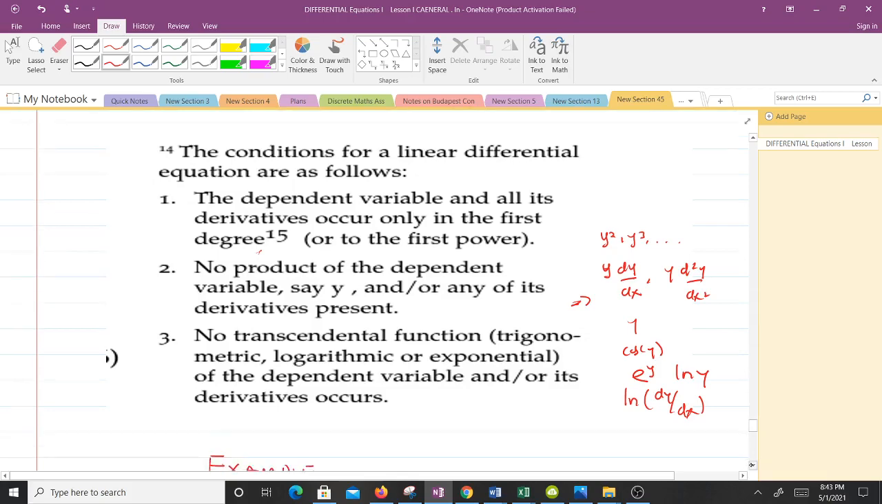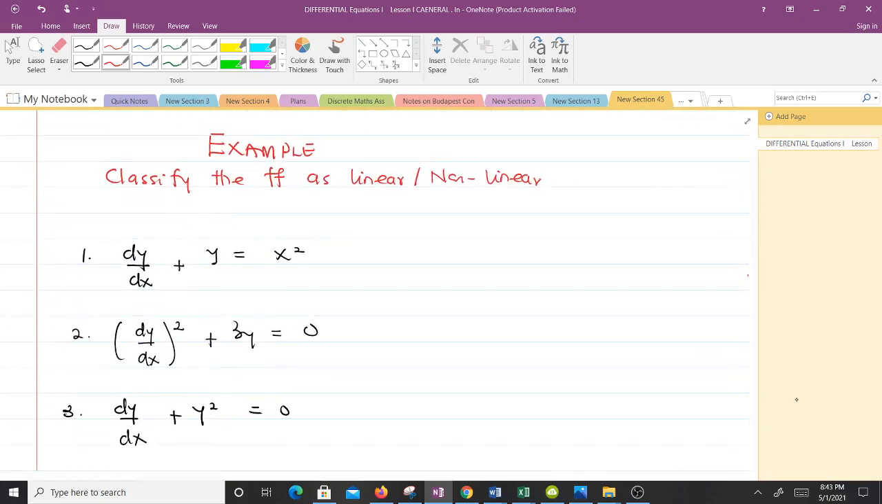Okay, so let's take some examples here. You're supposed to classify the following as linear or non-linear. Let's solve them together. You see, it's very simple. With the first one, I am saying it is linear. You know why? Because this is the only derivative we have here, and it's of degree 1. So the first rule is satisfied. For the second rule, we don't have any product of the dependent variable and itself or its derivative. And also the dependent variable y is not in any transcendental function. So it makes this one what?